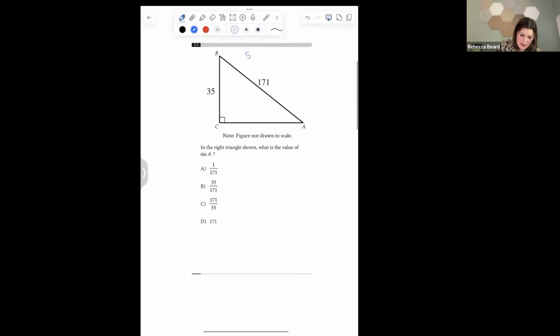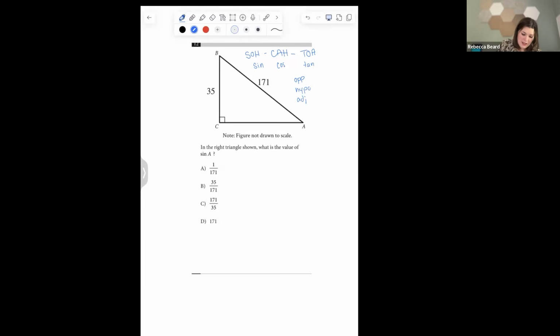And just a reminder, it is SOHCAHTOA. And so for review, S stands for sine, C stands for cosine, and T stands for tangent. O stands for opposite. H stands for hypotenuse, or the long side of the triangle, and then A stands for adjacent, which I abbreviate as ADJ. So in this question, you have to apply those principles.